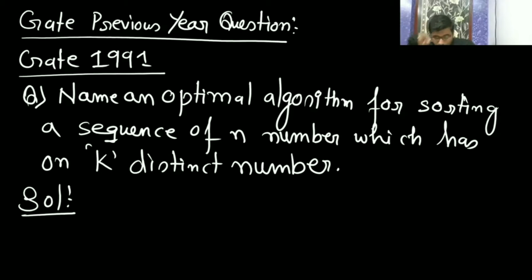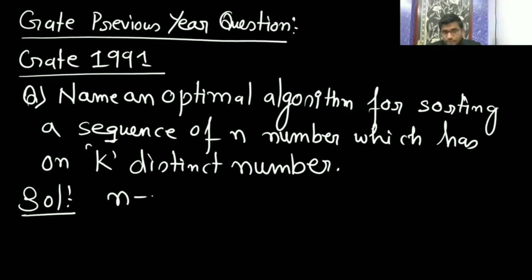So the total number of elements they have given is n, and it has k distinct numbers. So the numbers will be in the range of 1 to k. Like you will have 1 2 3 4 5, some range they have given, with only k distinct numbers. Now which sorting should you use? Think a little bit. It is saying name an optimal algorithm. You should give an optimal algorithm for sorting a sequence of n numbers.